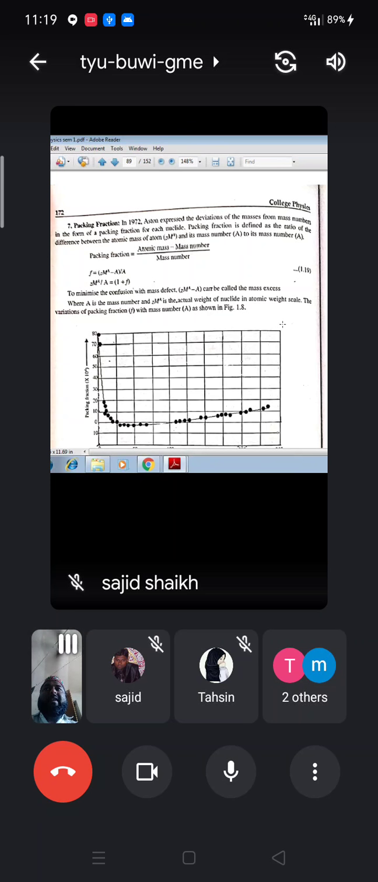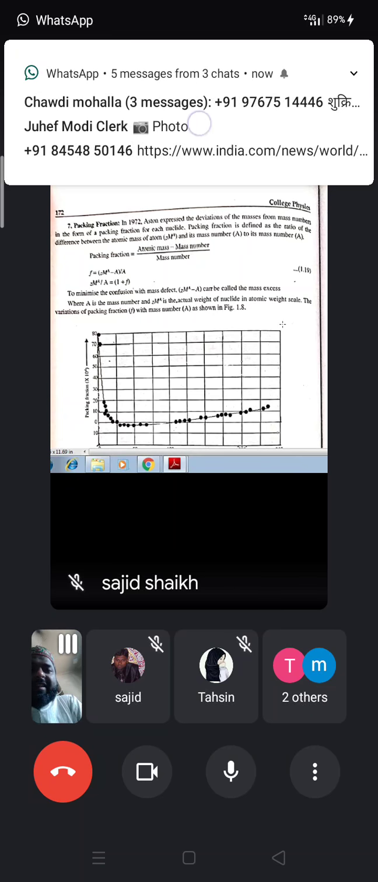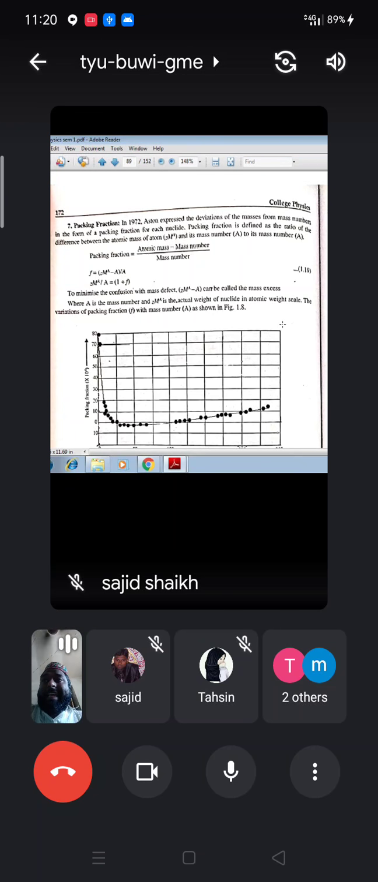To minimize the confusion with the mass defect, ZMA minus A can be called the mass excess. It is also called the mass excess. This may come for the MCQ. What is the packing fraction? Packing fraction is nothing but the ratio of the difference between the atomic mass of the atom and the mass number to its mass number. The difference between the atomic mass of the atom and its mass number is called the mass excess.